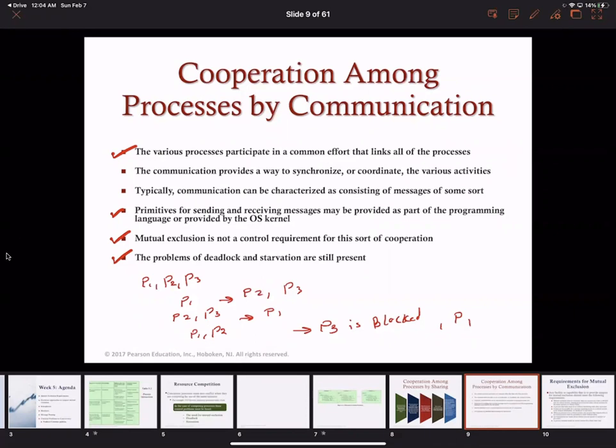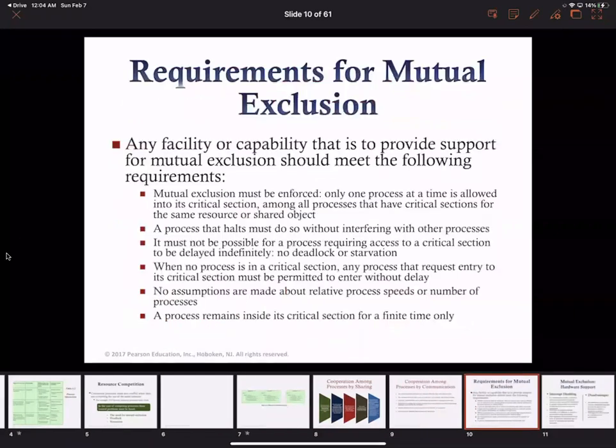So to emphasize the requirements for mutual exclusion, we know that any facility or capability that is to provide support for mutual exclusion should meet the following requirements. Mutual exclusion must be enforced. Only one process at a time is allowed into its critical section among all the processes that have critical sections for the same resource or shared object.